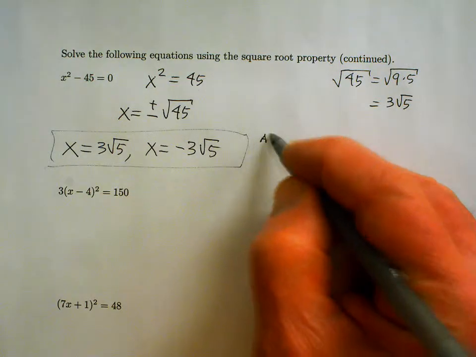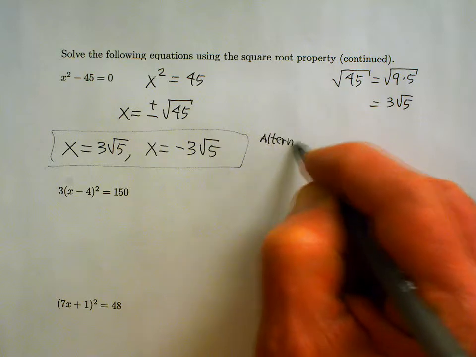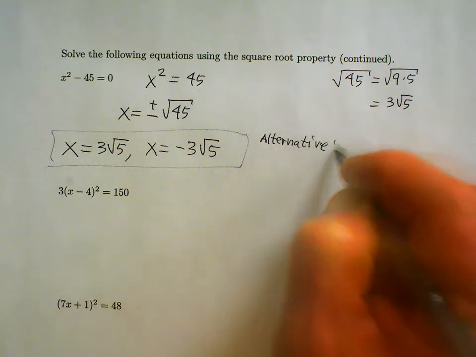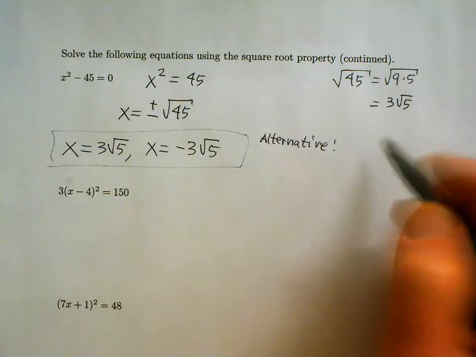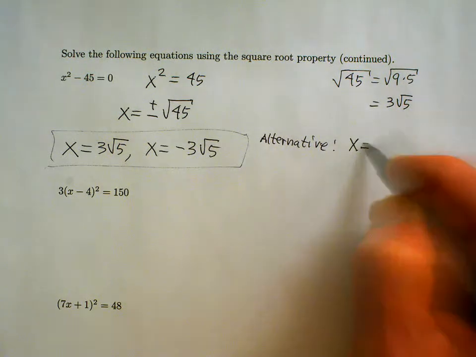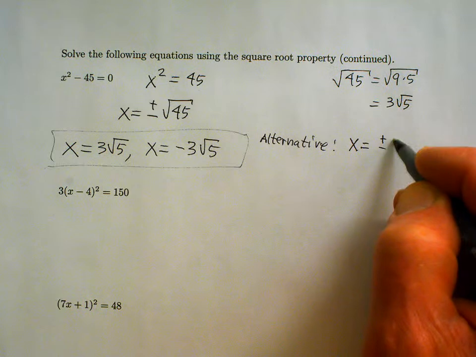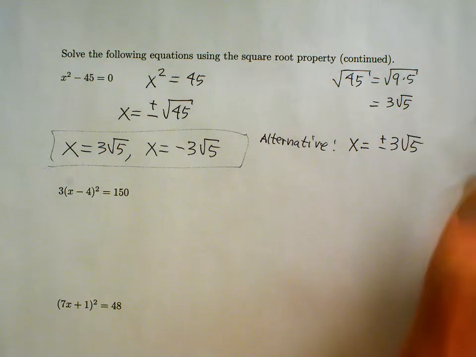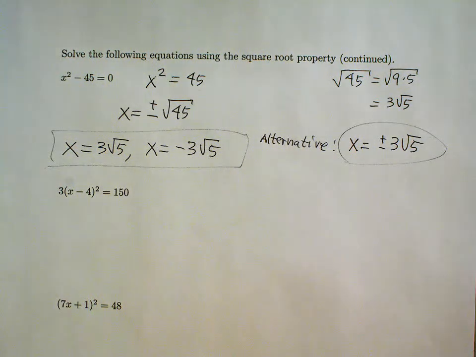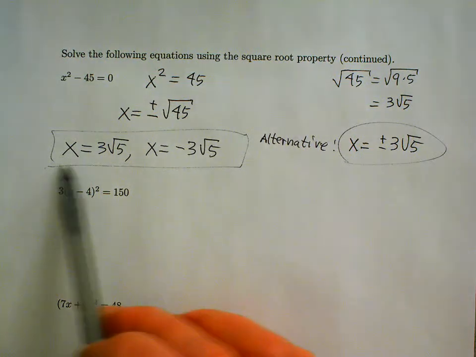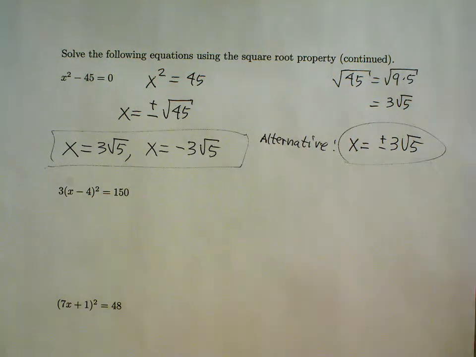The alternative, we can write x equals positive and negative 3 times the square root of 5. These are two different ways to write the two solutions. You don't have to do both. I'm just showing you that you have two ways of writing the solutions.